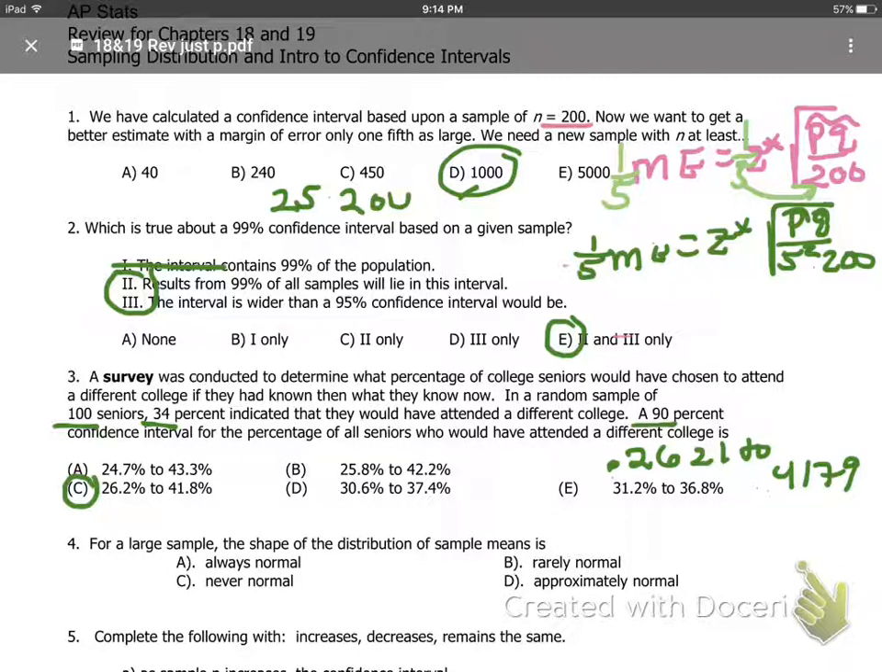Okay, for a large sample, the sampling distribution of the mean is always normal. We haven't really talked about this, but let's think about it. Remember back in first semester when we talked about the law of large numbers, that as we have more and more trials, we get closer to the truth. Well, the same thing goes with the normal distribution. The more and more samples we take, the closer we get to a normal distribution.